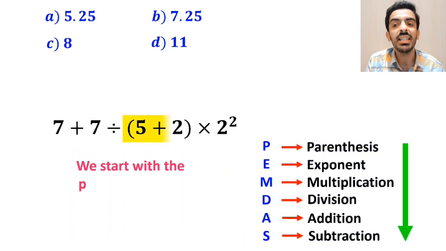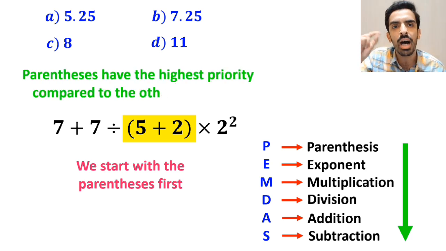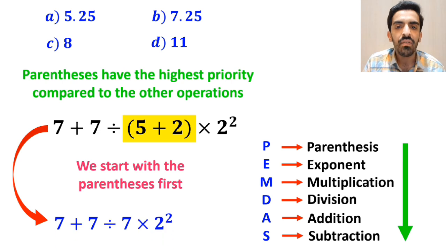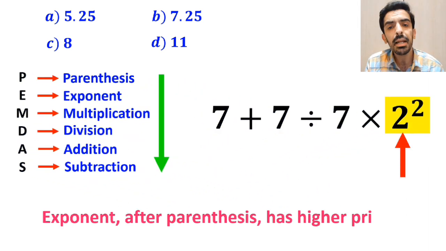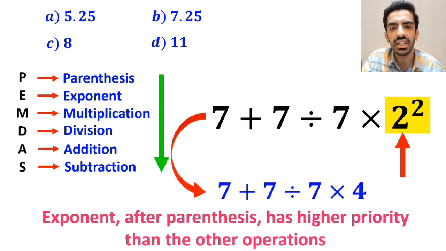So, we'll start with the parentheses first, because parentheses have the highest priority compared to the other operations. Okay, instead of this expression, we can write 7 plus 7 divided by 7 times 2 to the power of 2. And the next step, we go to the exponent, because exponent after parentheses has higher priority than the other operations. So, this expression simplifies to 7 plus 7 divided by 7 times 4.